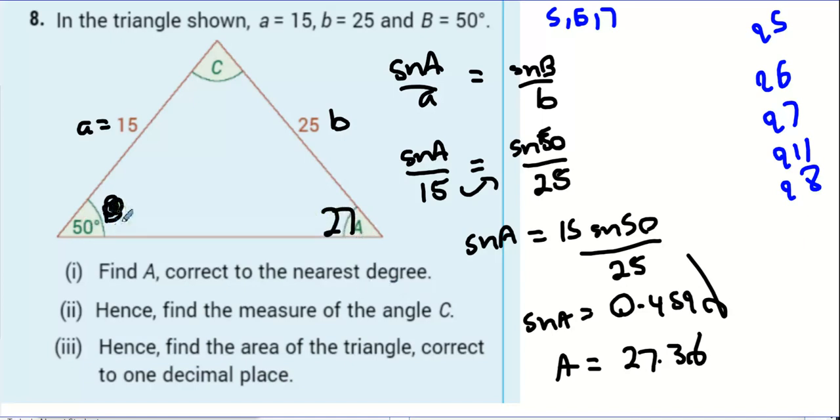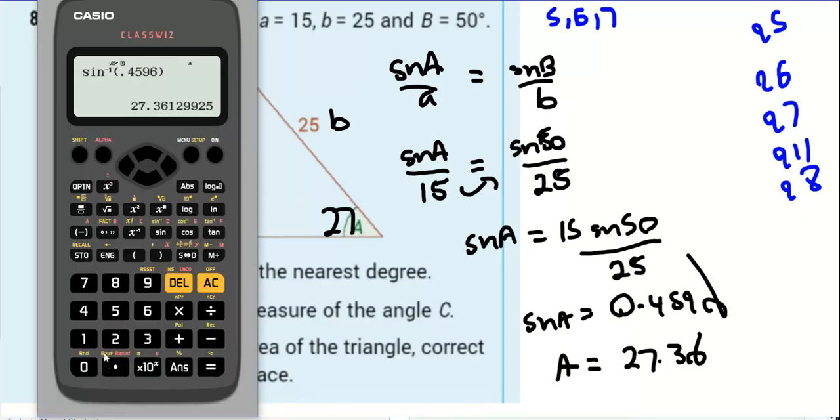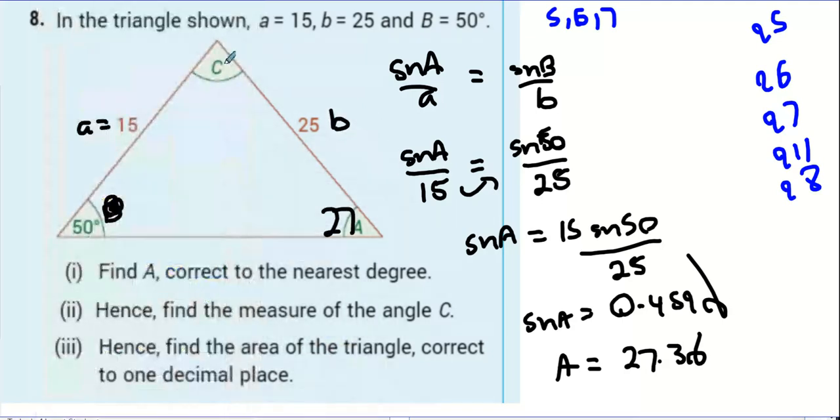Now, 50 plus 27 is 77. Get your 180 and take away 77 because that's what you want. 103 degrees. Okay. And finally, to get the area of your triangle.